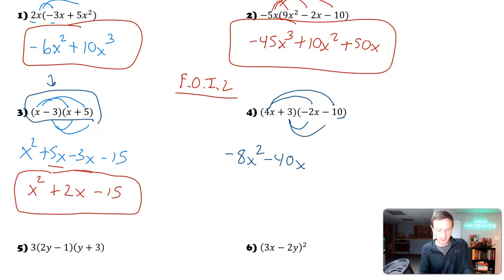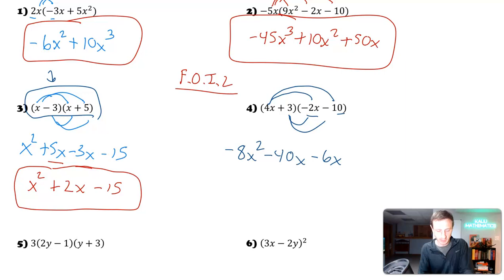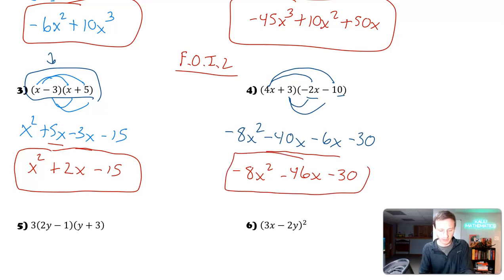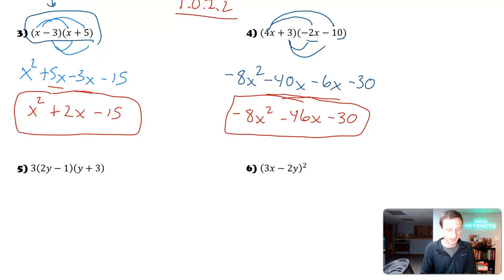3 times negative 2x is going to be negative 6x. Same thing as what I said about the 4x times 10, I don't have an x, so this 2x is just going to be 2 times 3 and then leave the x. 3 times negative 10 is going to be negative 30. Then we have some like terms that snuck in there. Negative 40x minus 6x is negative 46x. So I have negative 8x squared minus 46x minus 30.